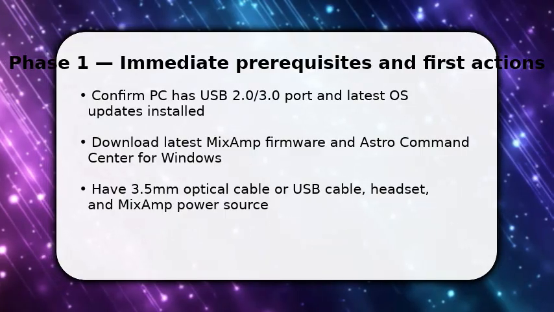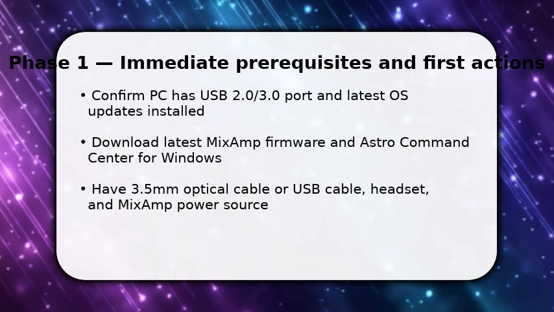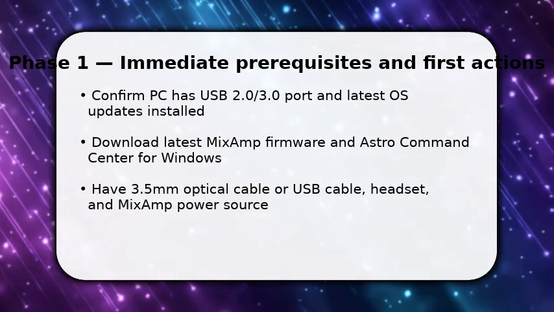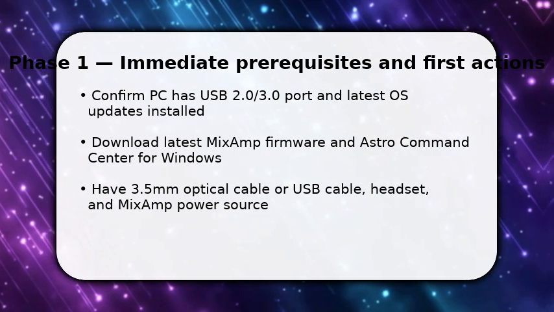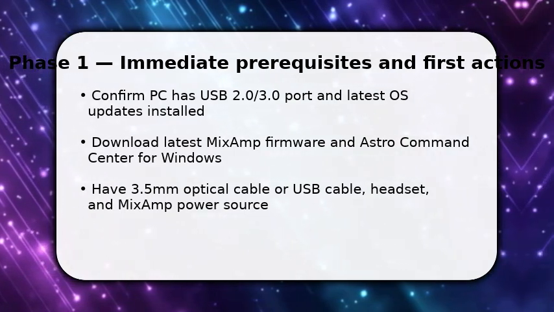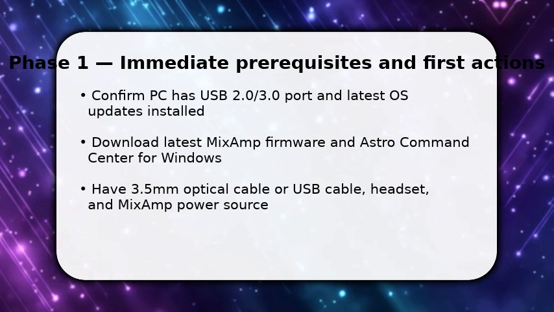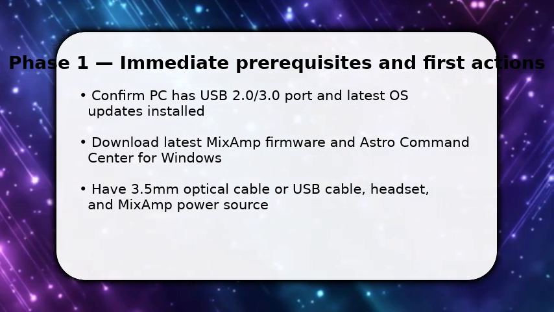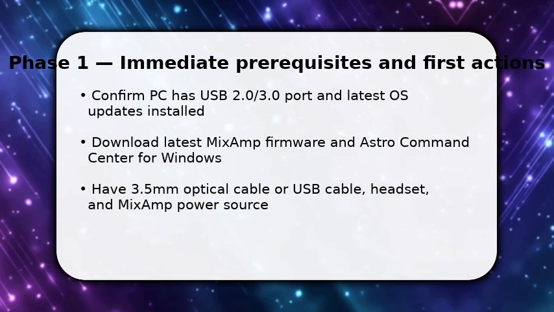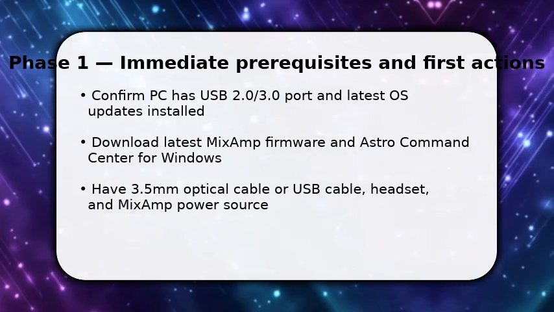You start by preparing the essentials. Plug the Mixamp into USB so Windows detects it. Install Astro Command Center now because firmware updates fix audio routing bugs. Once done, power the Mixamp and connect your headset to the headphone jack. Make sure Device Manager shows the Mixamp as an audio device.